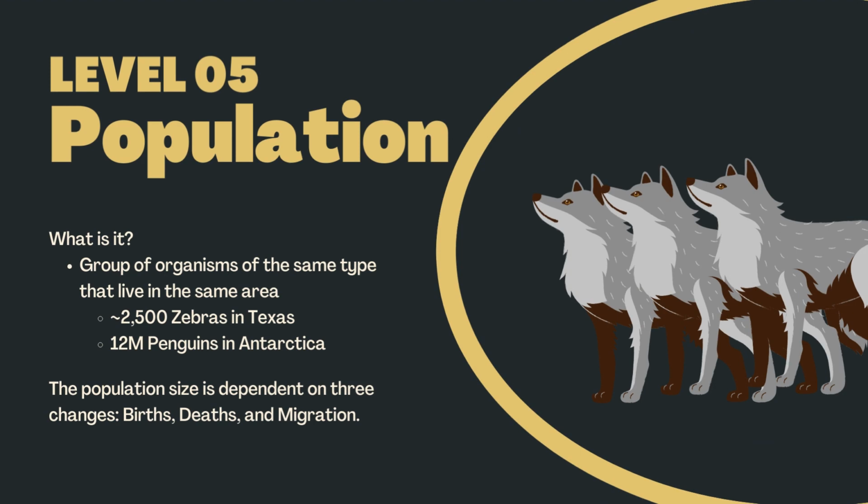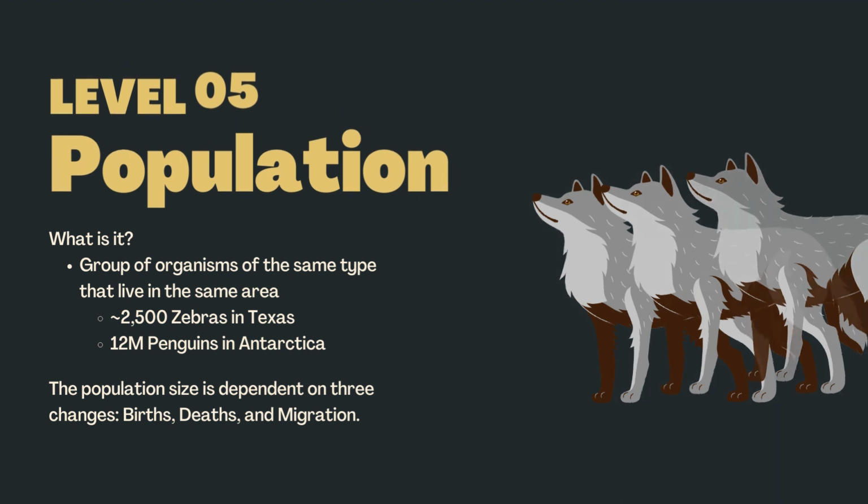Next, we have population. Populations are groups of organisms of the same type that live in the same area. For example, you may say that 2,500 zebras live in Texas, or you may also say that 12 million penguins are in Antarctica. The population size is dependent on 3 factors: births, deaths, and migration.